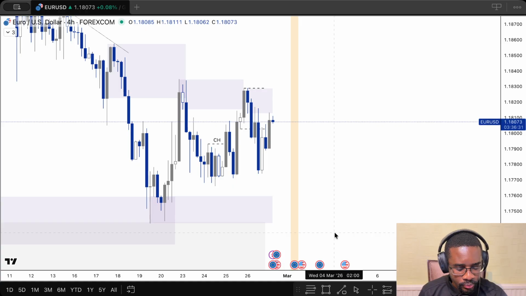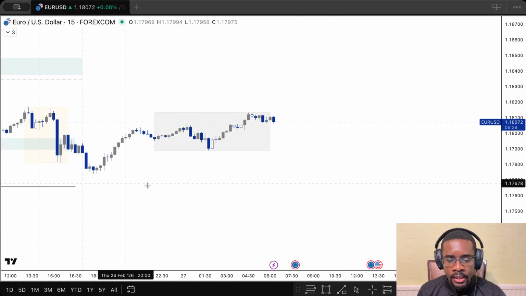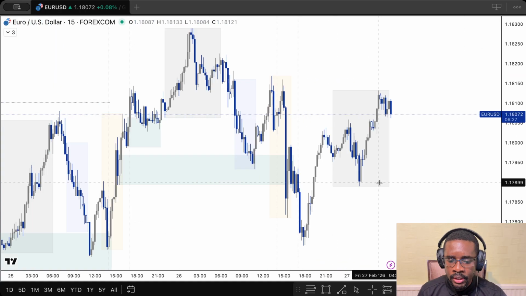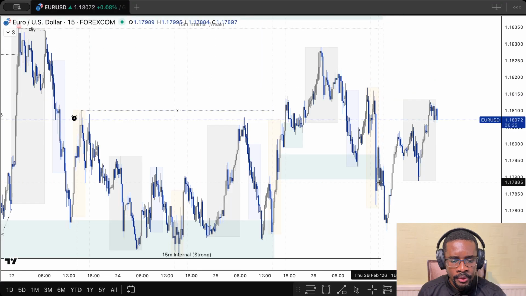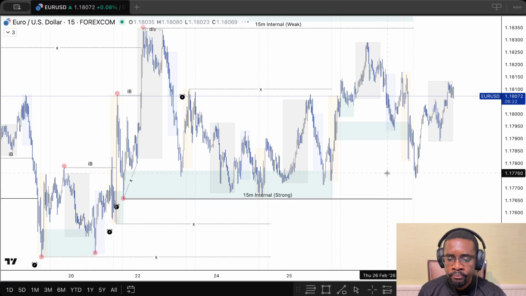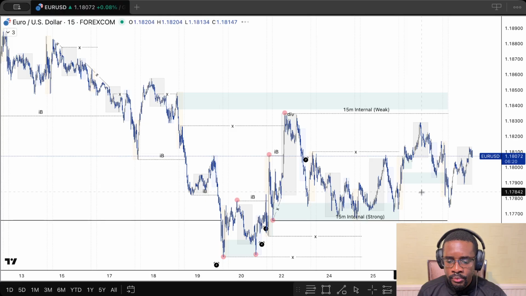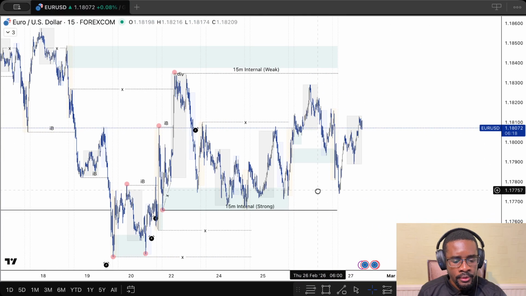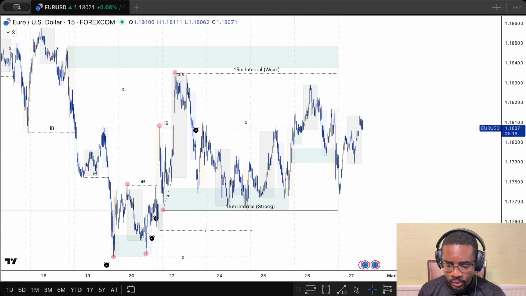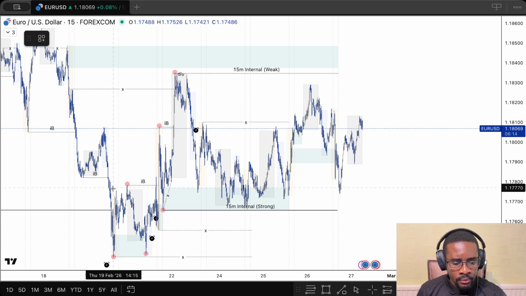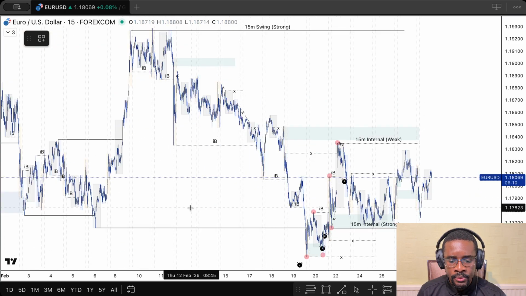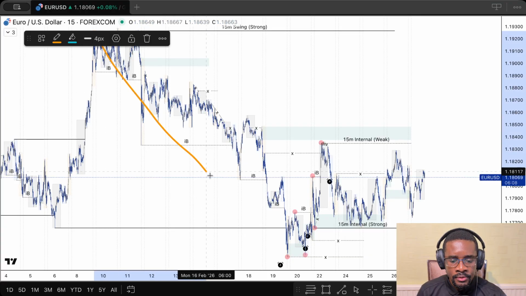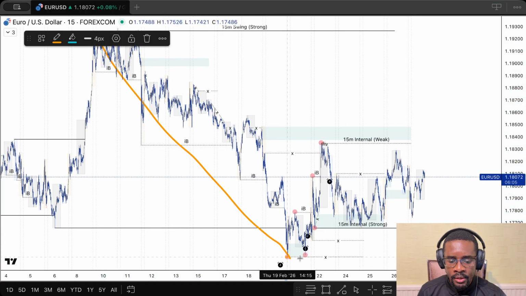So jumping down to the 15-minute, this is where we can look to come up with ideas and maybe look at scenarios for the day. What we're seeing right now, let me start from the swing perspective. This has been the overall swing leg, and this is the range that we are in, the swing range.